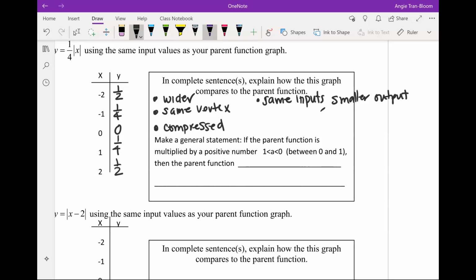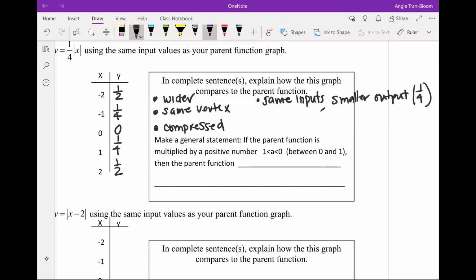Do you guys know how much smaller? A fraction? What fraction? A fourth of its original size. Would you guys agree? If it used to be a 1 on the output, it is now a fourth because it's a fourth smaller. Okay. Anything else that you would like for me to add that's not already up?